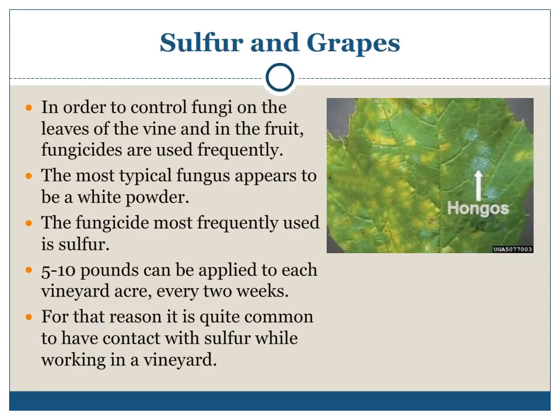Sulfur and grapes. In order to control fungi on the leaves of the vine and in the fruit, fungicides are used frequently. The most typical fungus appears to be a white powder. The fungicide most frequently used is sulfur. 5 to 10 pounds can be applied to each vineyard acre every 2 weeks. For that reason, it is quite common to have contact with sulfur while working in the vineyard.